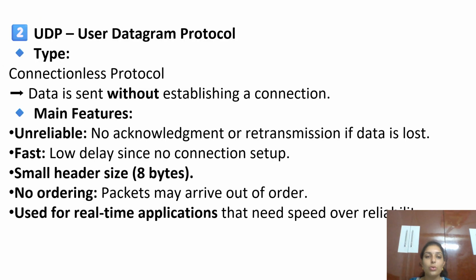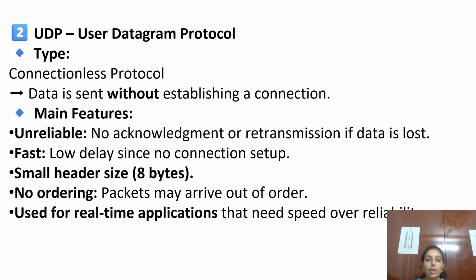The second protocol is the UDP protocol. UDP full form is User Datagram Protocol. It is a connectionless protocol. Whereas in TCP we have a connection, here it is connectionless. There is no need of a connection. The definition of UDP is that data is sent without establishing a connection, whereas in TCP a connection must be built before sending the data. But here we do not need to establish a connection to send the data.